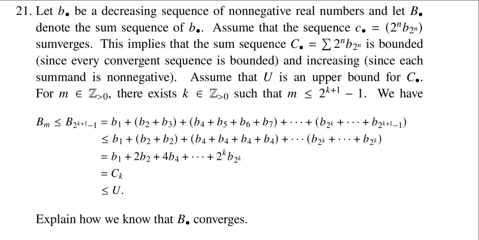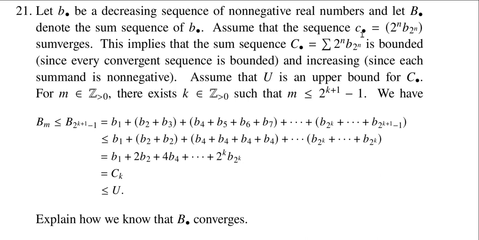Okay, problem 21, and oh my goodness, this is a monster problem. I bet this must be the hardest problem on the whole test. Okay, take a deep breath. We can do this. Okay, let's try. It says B dot is a decreasing sequence, so it's getting smaller, of non-negative real numbers. So they're non-negative, but they are getting smaller. And B dot is the sum sequence of B. Now, since B dot has non-negative real numbers, then the sum sequence must be increasing. Okay, fine.